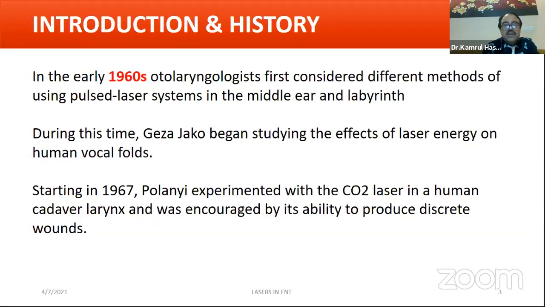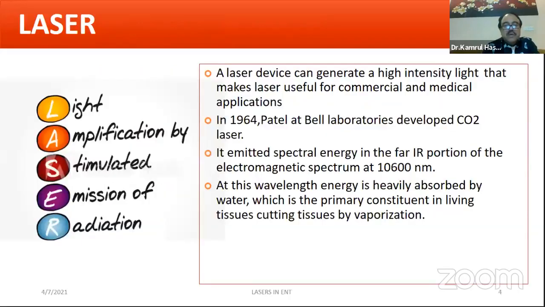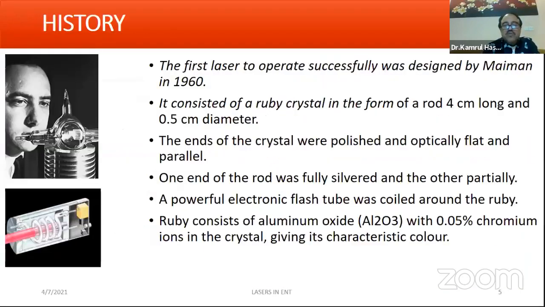In the early 1960s, otolaryngologists first considered different methods using pulse laser systems in the middle ear and labyrinth. And in the late 70s, the Boston people, Jako, started the carbon dioxide laser mainly in the laryngeal area. It is nothing but light amplification by the stimulated emission of radiation. In 1964, Patel at Bell Laboratories developed the laser. The first laser to operate successfully was designed in 1960, and it was the ruby laser.